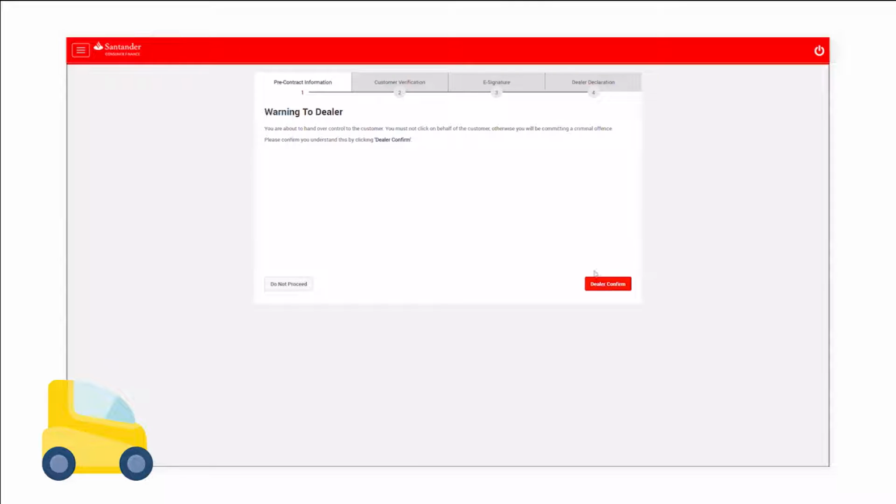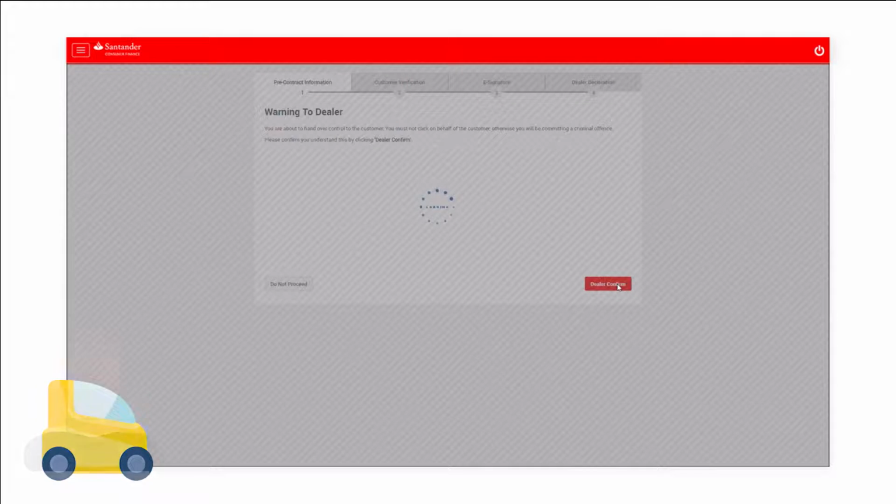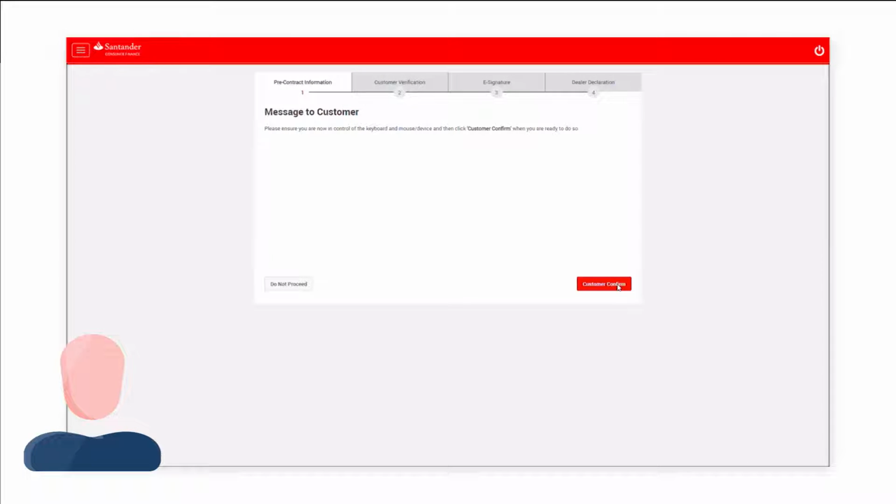You are about to hand over control to the customer. You must not click on behalf of the customer. Doing so would be a criminal offence. You will need to confirm that you have read this warning before handing over control. The customer must now confirm that they are in control of the device. The customer clicks Customer Confirm to continue.